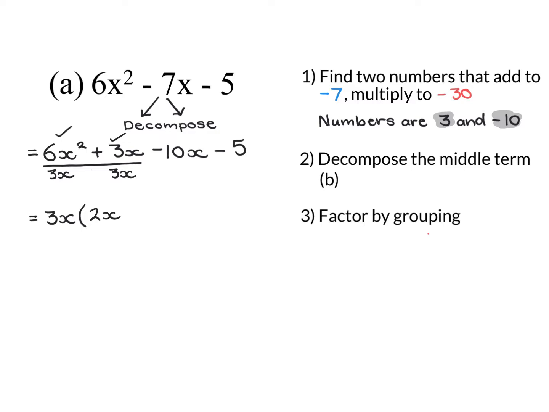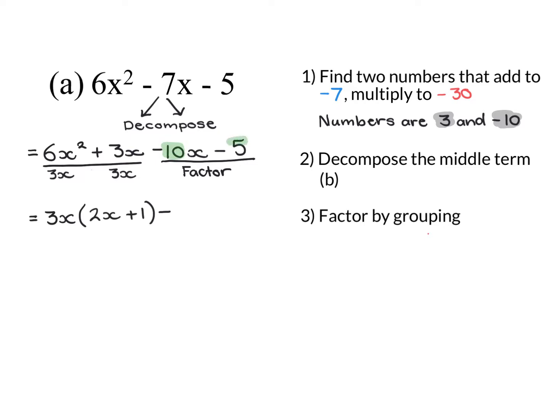3x divided by 3x is +1. Okay, close the bracket, and now let's move on to the next one. Okay, so we're going to factor those two, and notice there's a negative out, so I'm going to factor that out. Okay, let's focus on the coefficients.